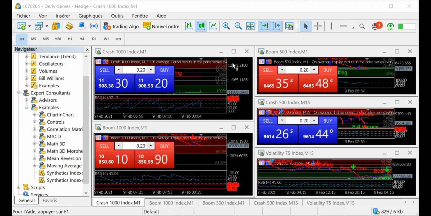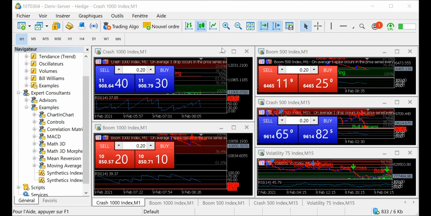But now, what is the indicator we use to trade Boom and Crash successfully? Just one indicator, please. Let me show you this indicator.